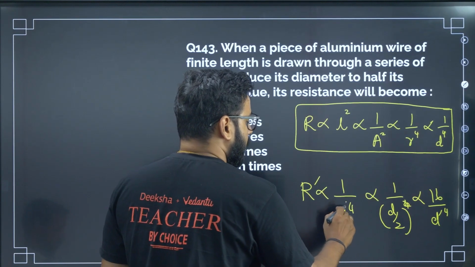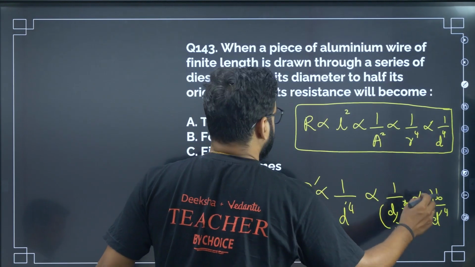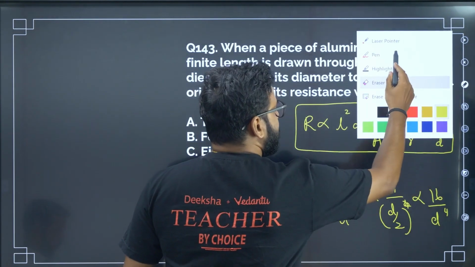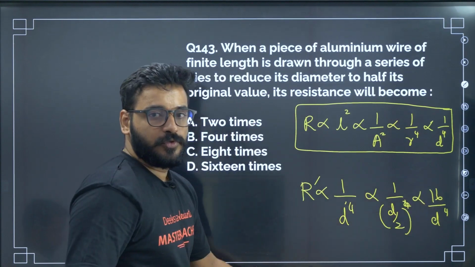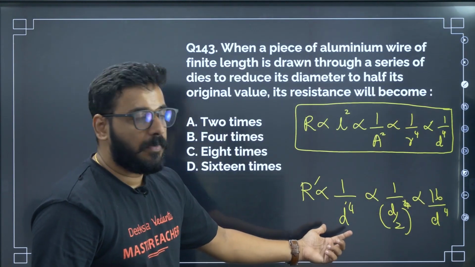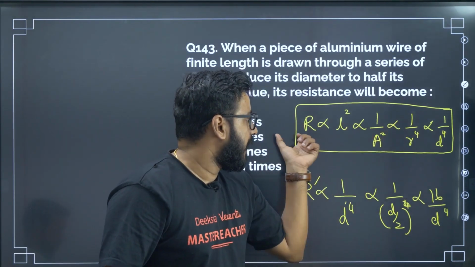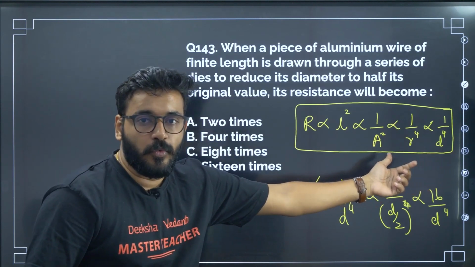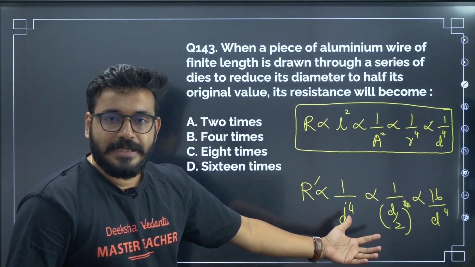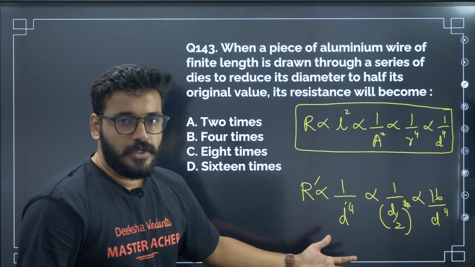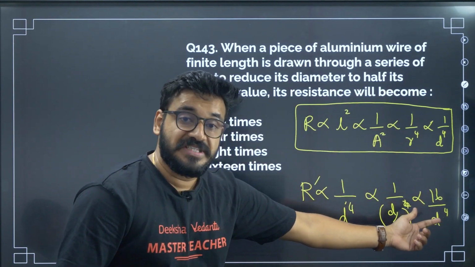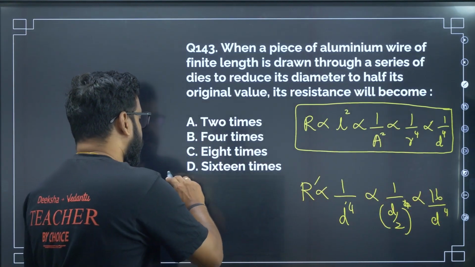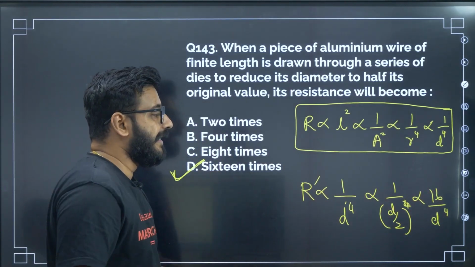So it's actually, sorry, dash comes here, d by 2, there is no dash. So it's actually 16 times the original one. So actually it was d to the power 4. Okay, actually r is proportional to 1 by d to the power 4. So when you want to decrease the diameter by half, that means the resistance will become 16 times the original one. So the correct answer is option D, 16.